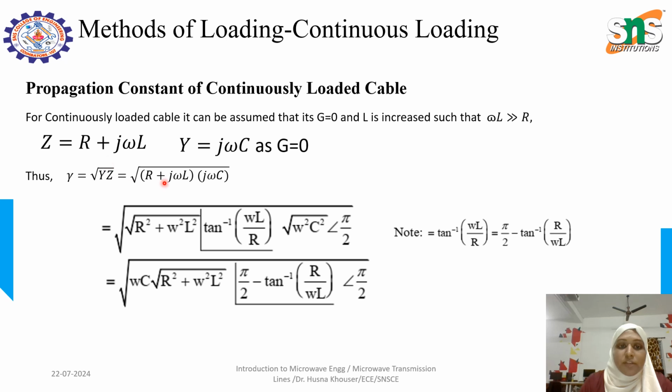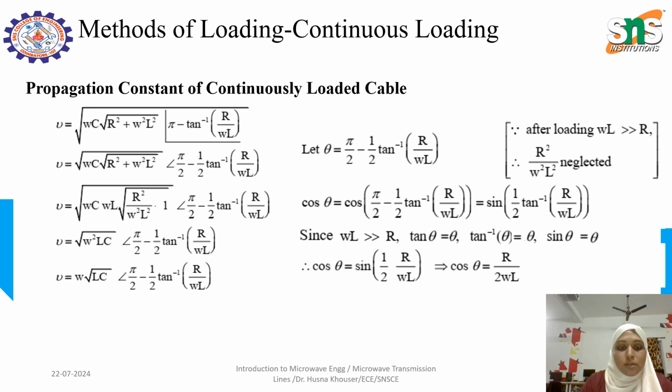Now the propagation constant of continuous loading in the cable. For any cable, we have seen the characteristic impedance, which is equal to root of Z by Y. That is, the characteristic impedance Z0 is equal to the root of (R plus j omega L) divided by (G plus j omega C). For this continuous loading, we take G as 0, so we get Y equal to j omega C. And we know the propagation constant gamma is equal to root of YZ. We multiply these two terms, and by resolving this equation we get the simplified term.